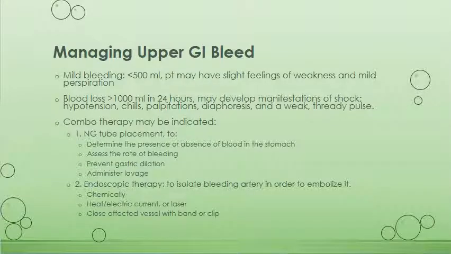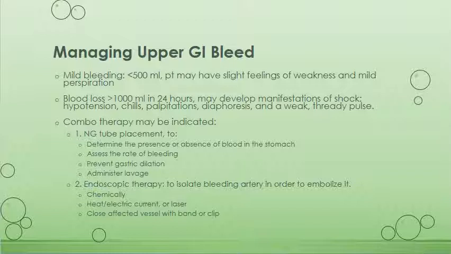Mild bleeding is described as that less than 500 milliliters. In these patients, they may have slight feelings of weakness and mild perspiration. In blood loss greater than 1,000 milliliters in 24 hours, these patients may develop manifestations of shock. They would have hypotension, chills, palpitations, diaphoresis, and a weak, thready pulse. Combination therapy may be indicated.